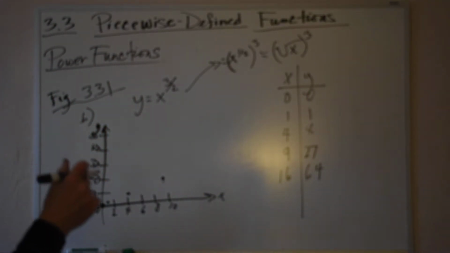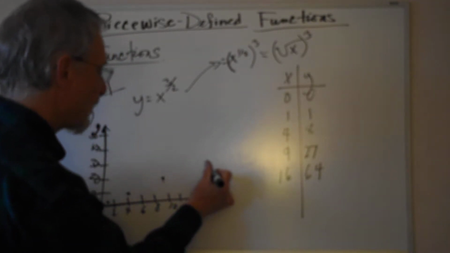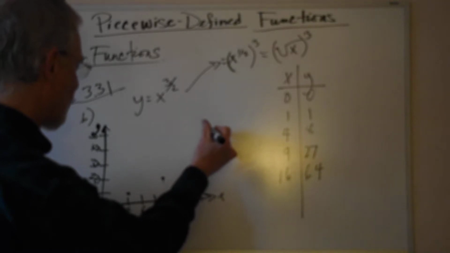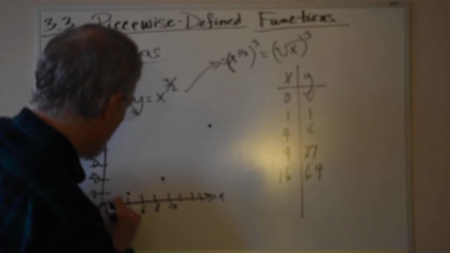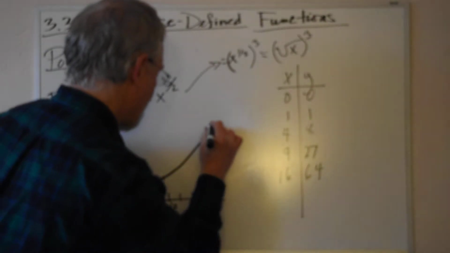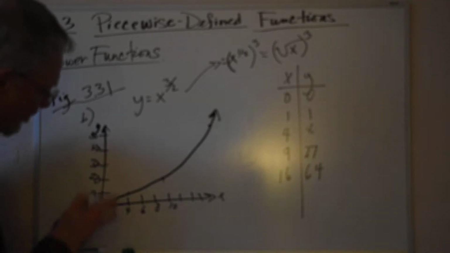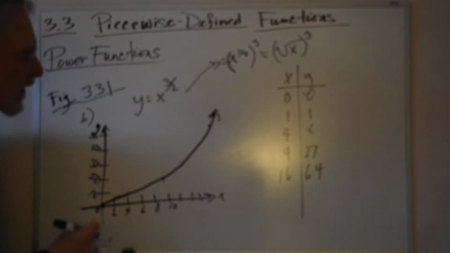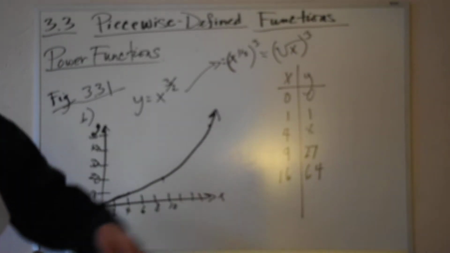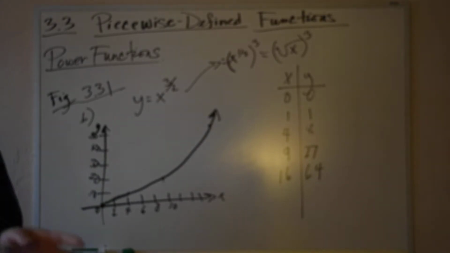When x is 16, now we're bumping off the graph right here, and we're bumping off this direction too, but it's way up here. So we see a curve kind of like that. It's getting steeper and steeper as we move to the right. And that's how you would figure out the graph of this particular power function with a fractional exponent.